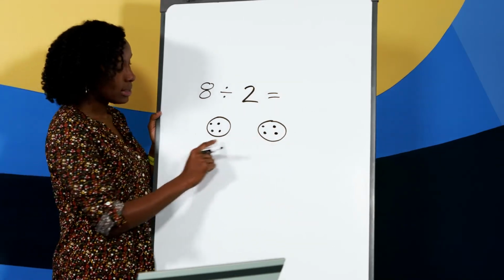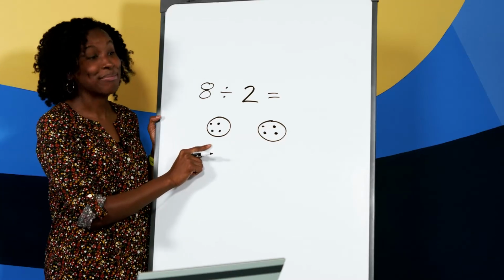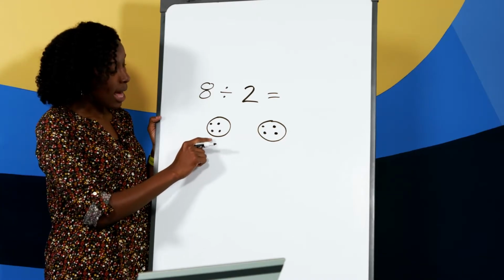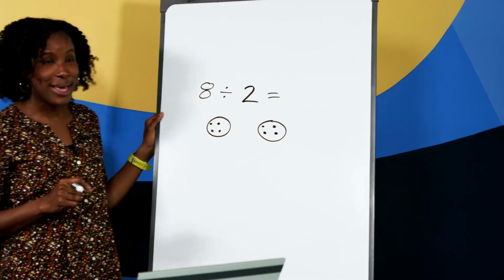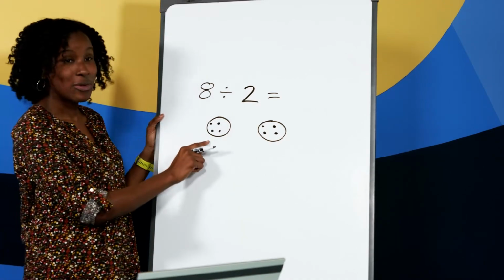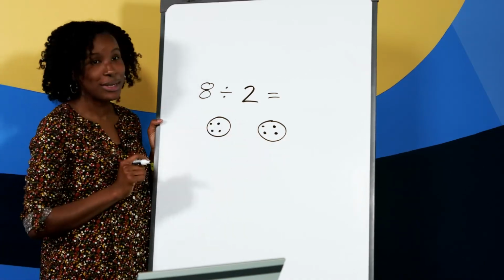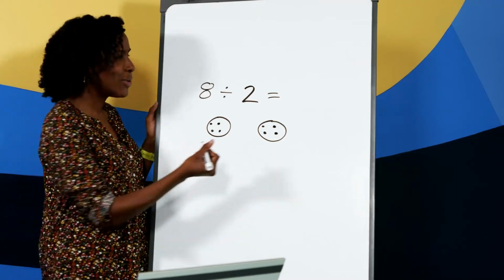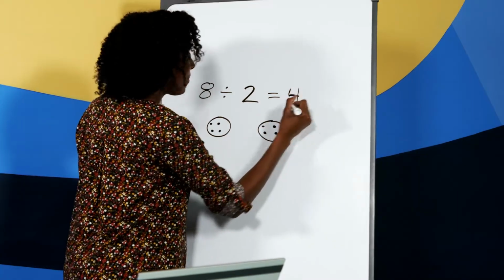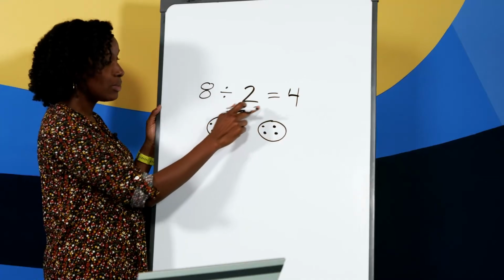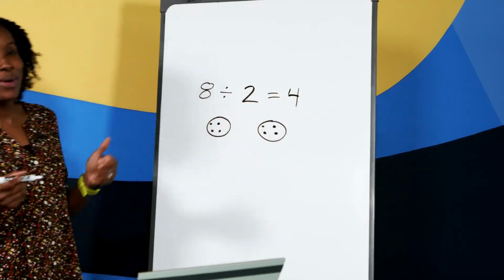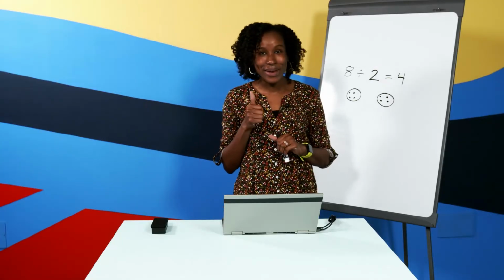Do both plates have the same number of cookies? They sure do. How many cookies are on each plate? 4 over here and 4 over here. Well, guess what? That's our quotient, or our answer right here. 8 divided by 2 equals 4. You're already dividing, and we just started. Way to go.